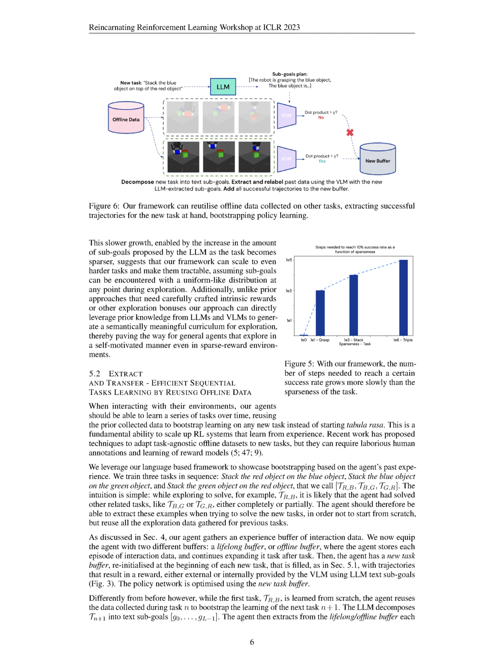This slower growth, facilitated by the increase in the number of subgoals proposed by the LLM as the task becomes sparser, suggests that our framework can handle even more difficult tasks and make them manageable, assuming subgoals can be found with a uniform-like distribution at any point during exploration.